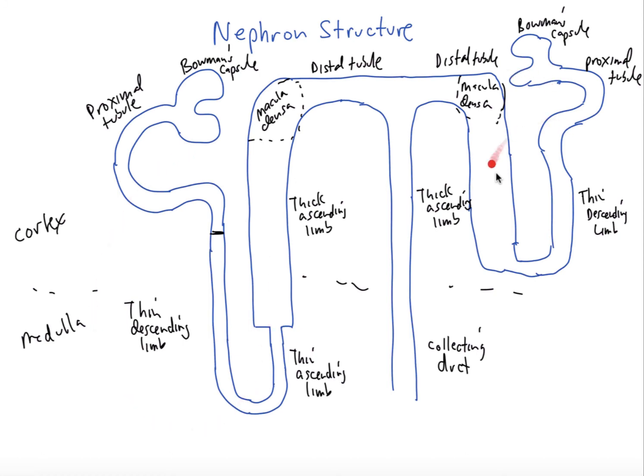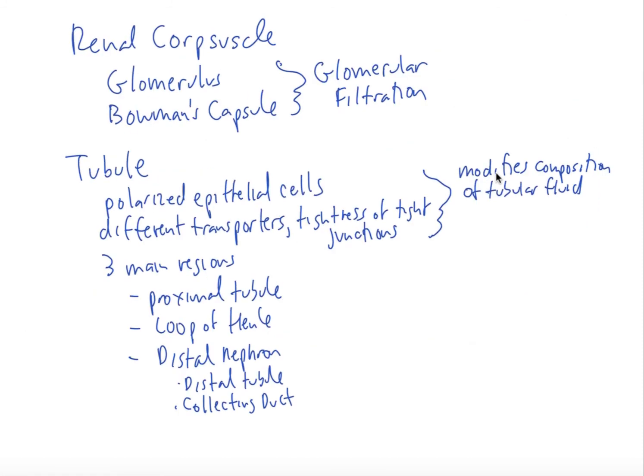Also, just to summarize, the renal corpuscle is a term that's used to describe the glomerulus and Bowman's capsule. Again, the glomerulus was not shown in this discussion, and that engages in glomerular filtration. Now we talk about the tubules as we were going through them, and these are polarized epithelial cells that have very different transporters and tightness of their tight junctions, and because of that, different segments do different modifications of the composition of the tubular fluid, and we'll discuss that when we go into the individual nephron segments.